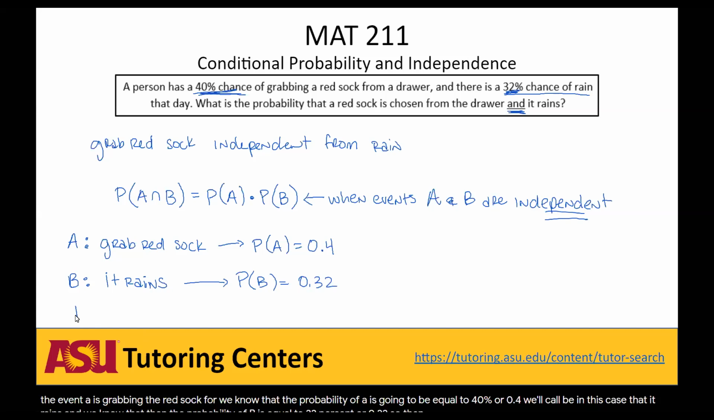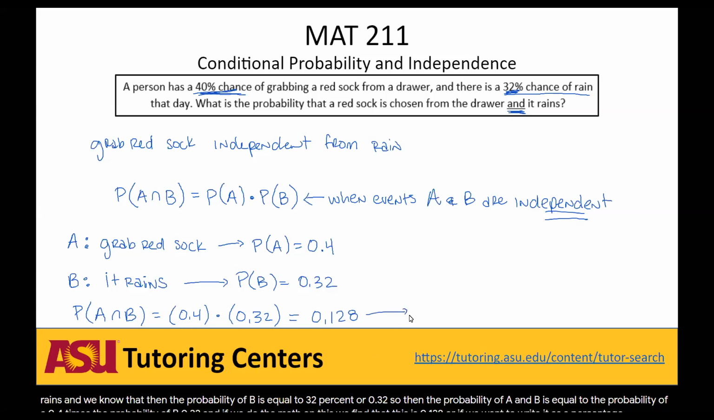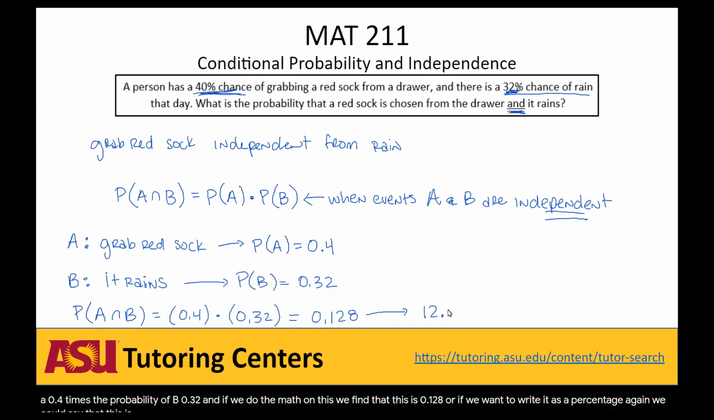So then the probability of A and B is equal to the probability of A, 0.4, times the probability of B, 0.32. And if we do the math on this, we find that this is 0.128. Or if we want to write it as a percentage again, we could say that this is 12.8%. And that's our answer.